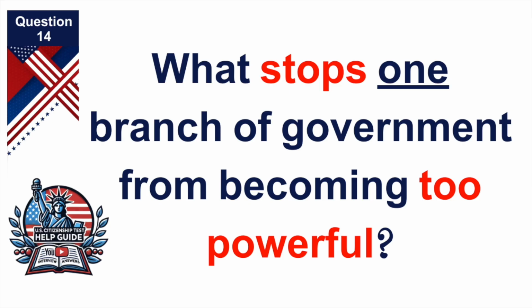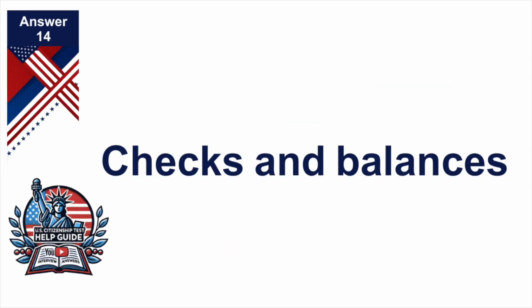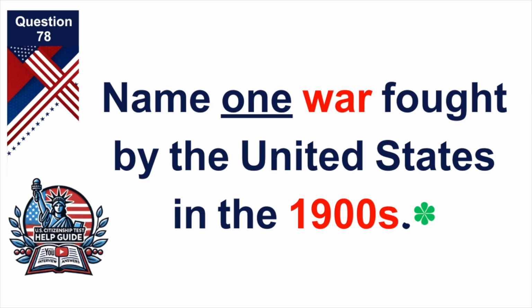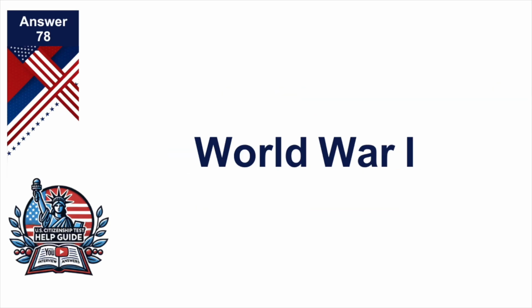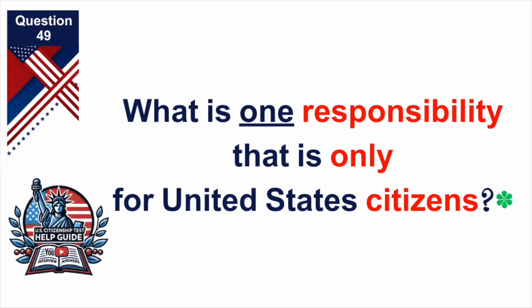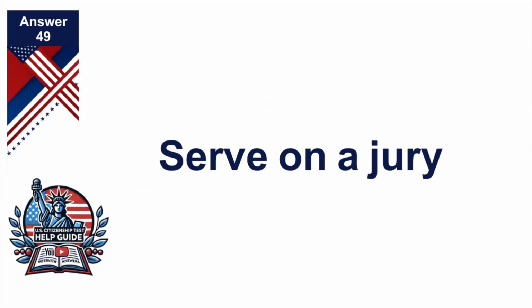What stops one branch of government from becoming too powerful? Checks and balances. Name one war fought by the United States in the 1900s. World War I. What is one responsibility that is only for United States citizens? Serve on a jury.